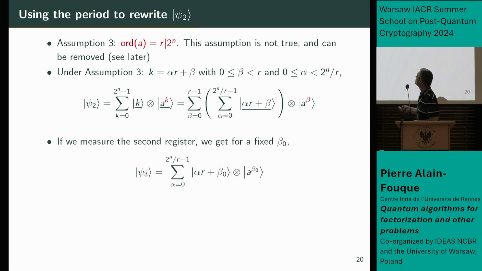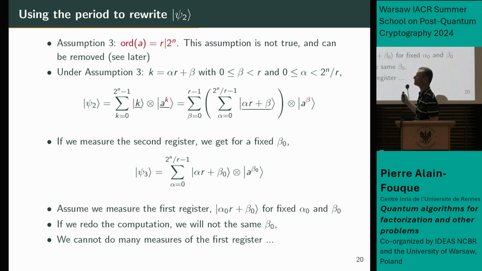And so if I measure the second register, I will get some value beta for the second register, and it will automatically map this row value into only one of this sum. Okay, so here I will get only one of these. Okay, so this is the effect of the partial measurement on the second register.